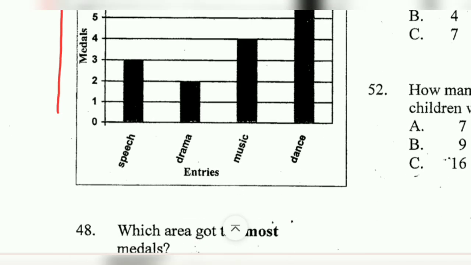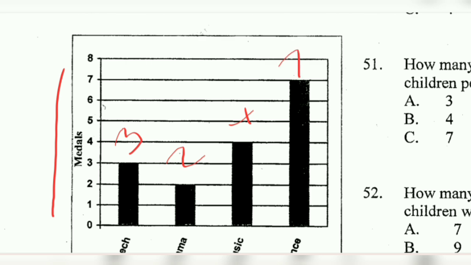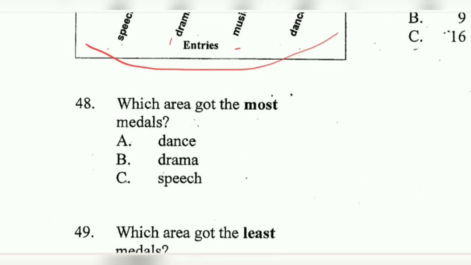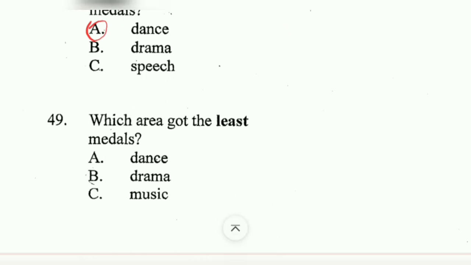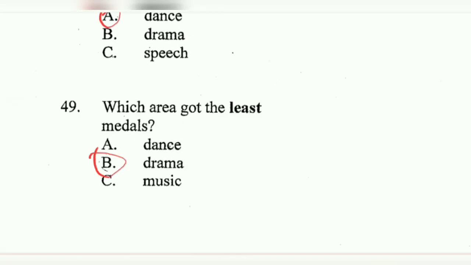All right, so here is the bar chart, and you're seeing the number of medals to the left, and then the different entries. They did speech, drama, music, and dance. So already we're seeing that they won 3 medals in speech, 2 in drama, 4 in music, and let's come down a little, they got 7 medals in dance. Which area got the most medals? Oh, we just did that. We don't have to go back. It's dance. Which area got the least? It's drama. They got 2 medals for drama.